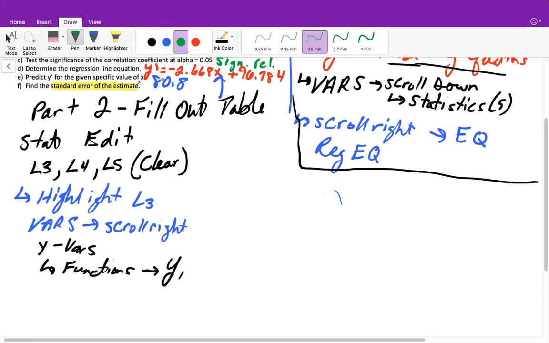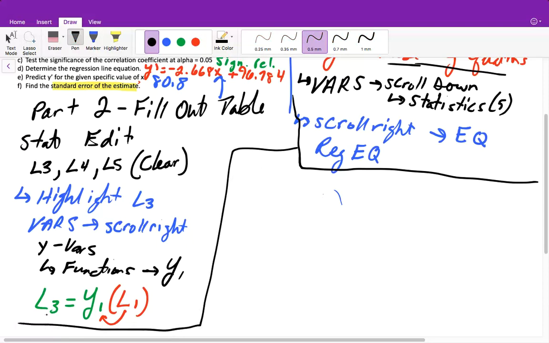So now what we will see is at the bottom of your calculator, it will say L3 is equal to Y1, and it will have your cursor flashing next to it. What you must input is parentheses and list 1, or wherever you put your X values in this case. Because what you're telling your calculator to do is to substitute all of our values that we have in list 1 into our equation. And when you press enter, it'll fill in your table for you. All right, that's our next step.